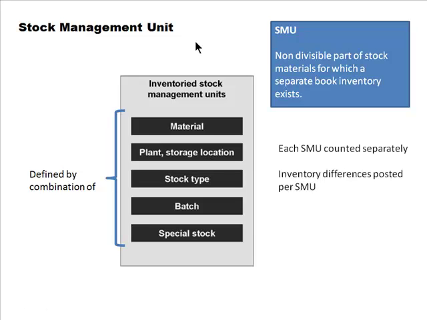So each stock management unit is counted separately. That is, when you say physical inventory procedures, then somebody is going and physically counting those things, right? So the unit at which this whole thing is managed is the SMU, stock management unit. So each one is counted separately. And of course, if you find any differences, as you will in a large company, the differences are also posted per stock management unit.